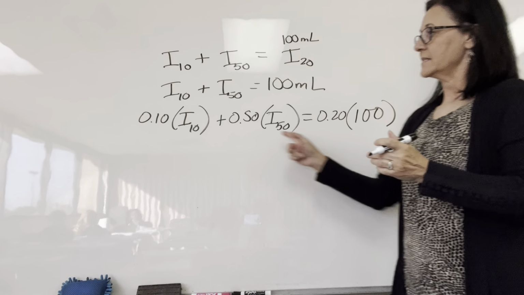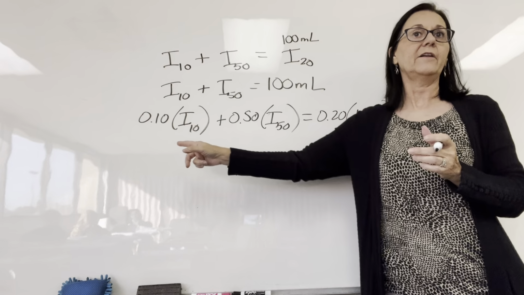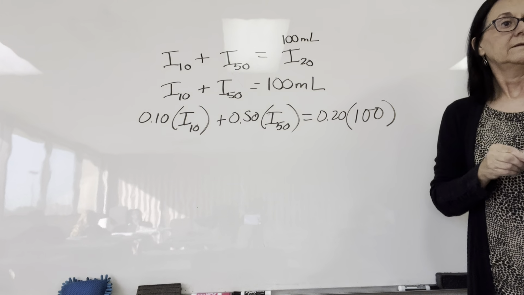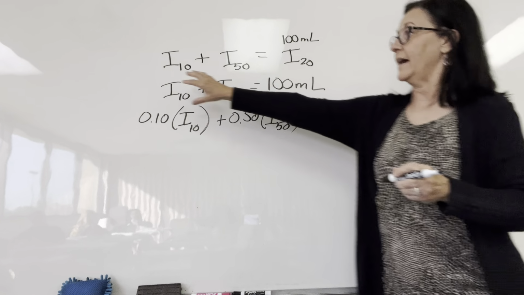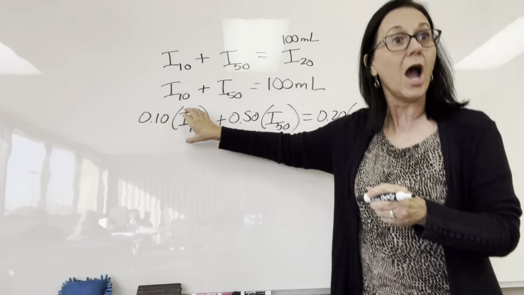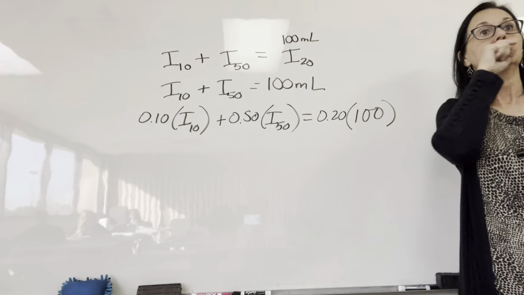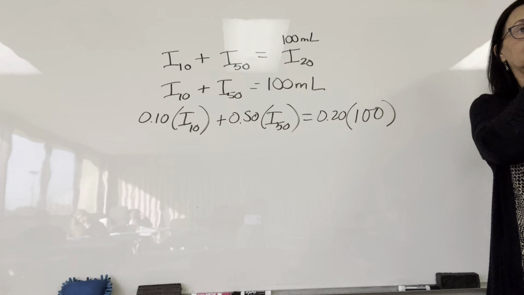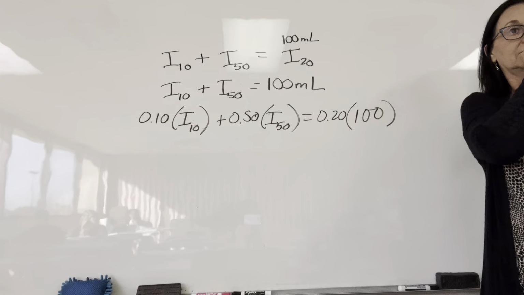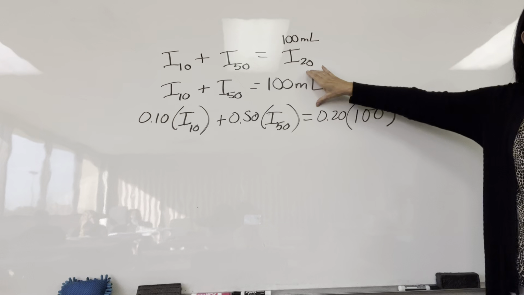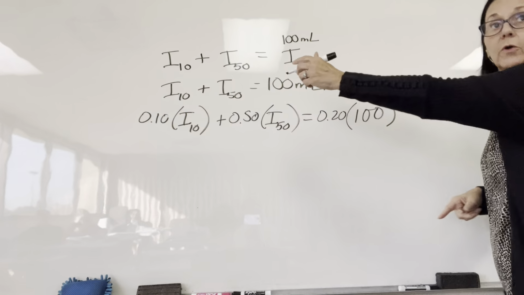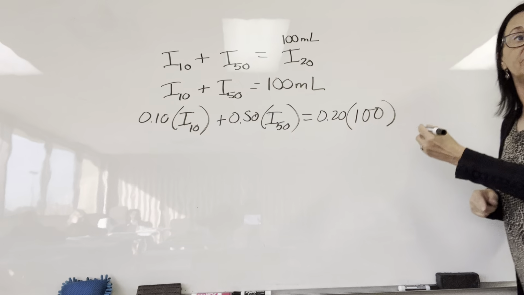All right, in the second equation, I end up with 2 variables. How do you think I'm going to solve for them? How many milliliters? Now I'm taking the concentrate times how many milliliters? So you replace I10 with 100 milliliters minus I50. That's right. I'm going to take this first equation, solve for one of the variables, and then substitute. So we're going to solve for I10 by subtracting I50 on both sides.